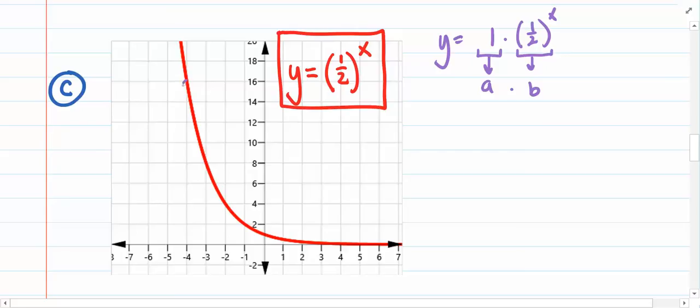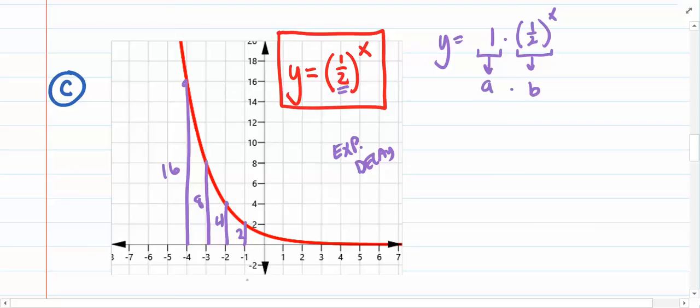So if I'm at -4, I'm all the way up at 16. If I increase my x value by 1, I have now decreased by half as much. This was 16, now I'm down to 8. Again, if I increase my x value, I have decreased by half as much. This is exponential decay because I am decreasing by the same factor for equal spacing of x values.